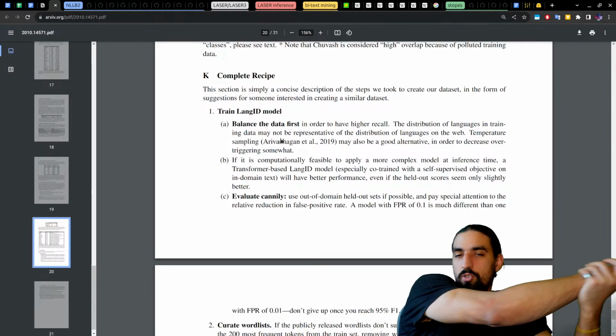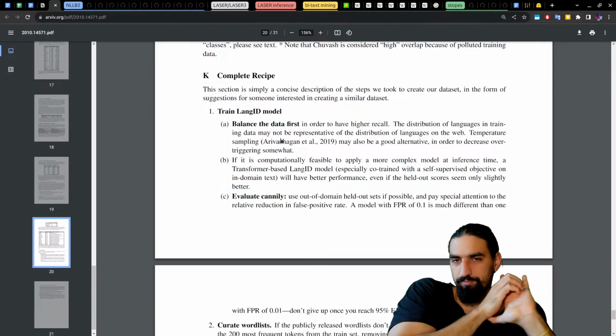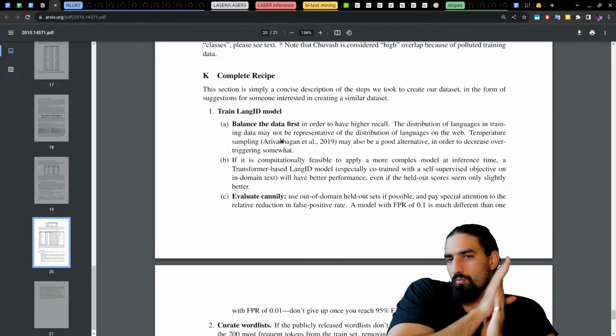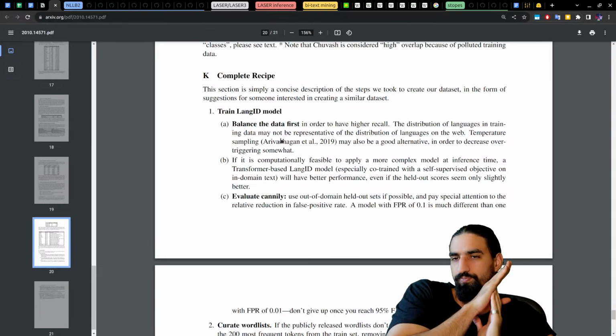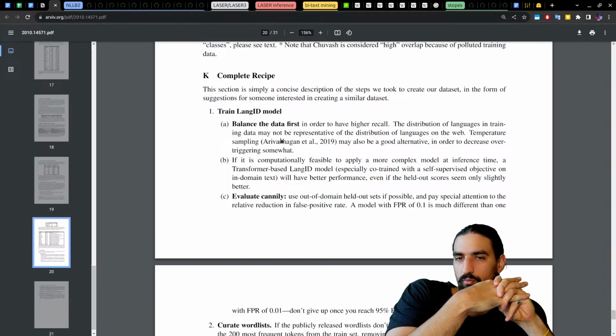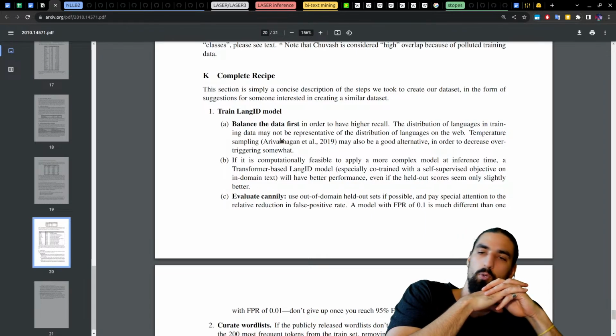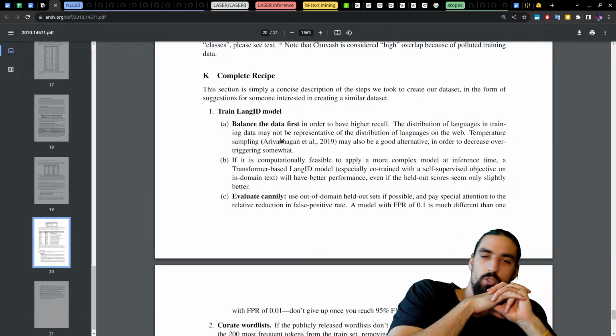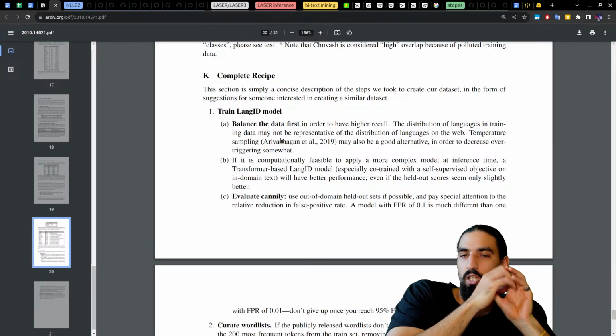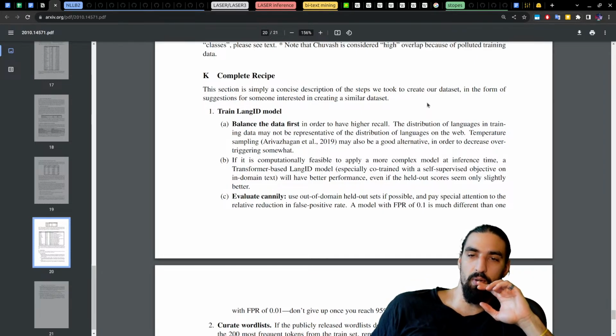Here's a mention of the transformer. This was my assumption. If it is computationally feasible to apply a more complex model at inference time, a transformer-based LangID system, especially code trained with a self-supervised objective on in-domain text, will have better performance, even if the held out scores seem only slightly better.